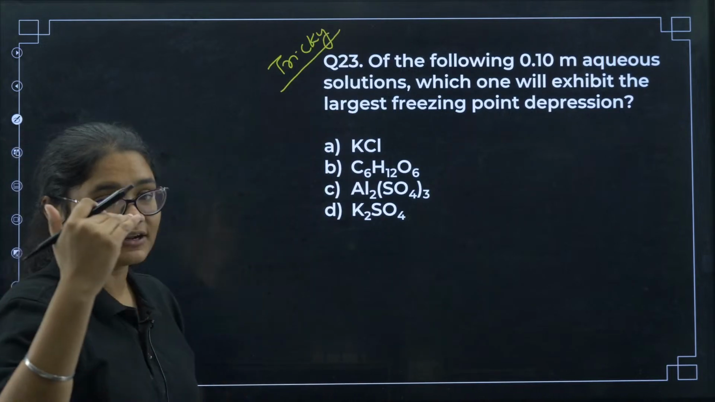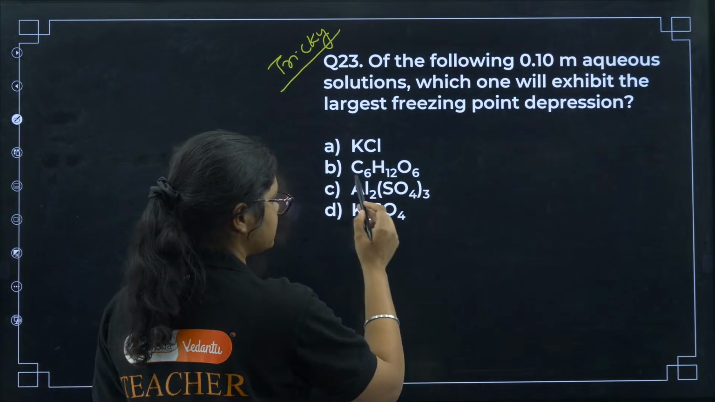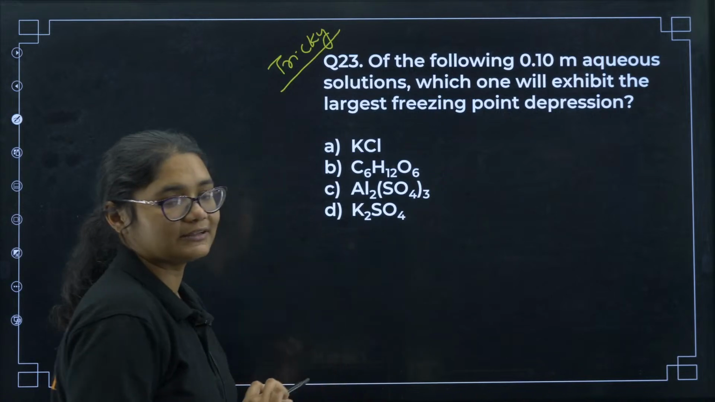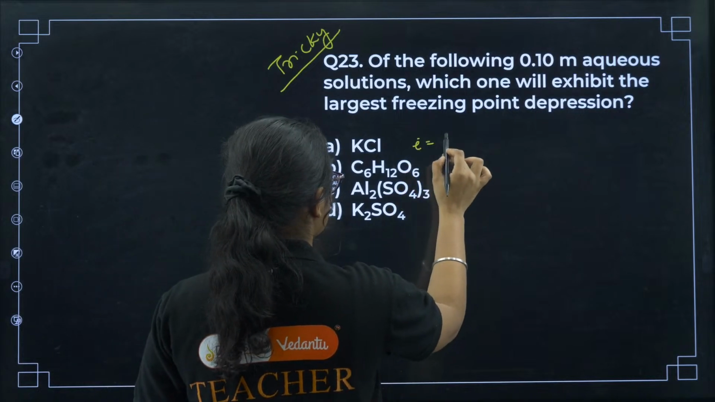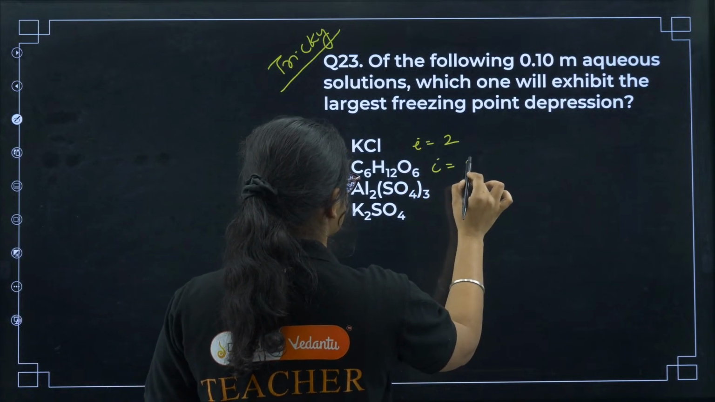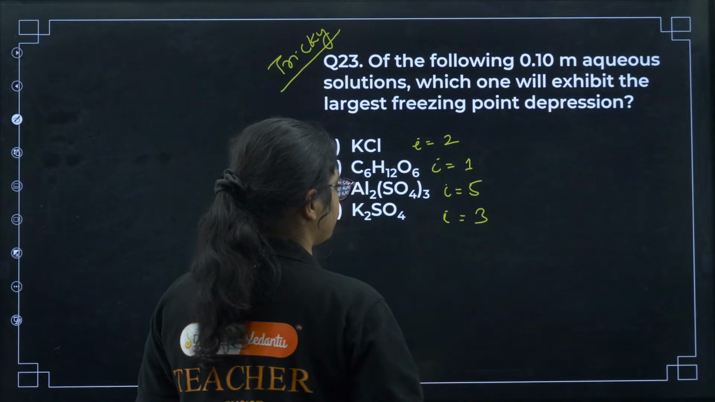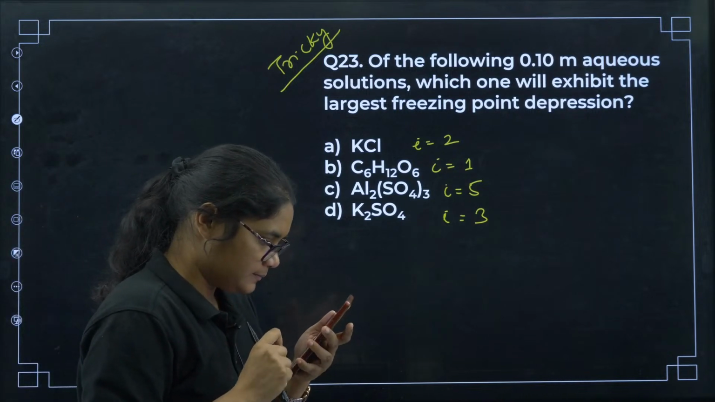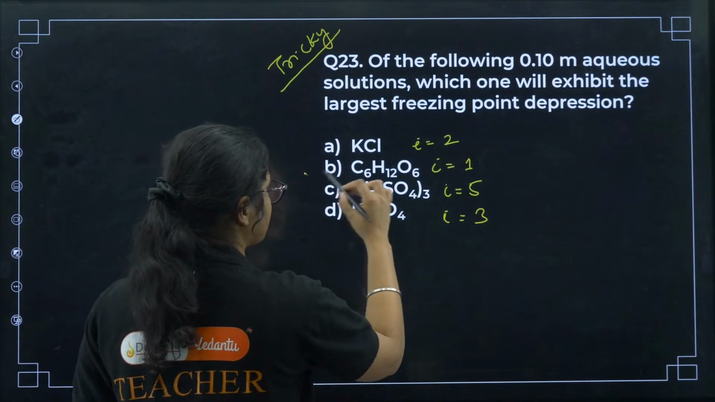Where we will have the largest freezing point depression, is it KCl, C6H12O6, Al2(SO4)3 or K2SO4? What will be the correct answer here? I value is equal to 2, I value is equal to 1, I value is equal to 5, I value is equal to 3. Let me see who is giving the correct answer here. Yes, Karthik Professional has already given 23. This is the correct answer.